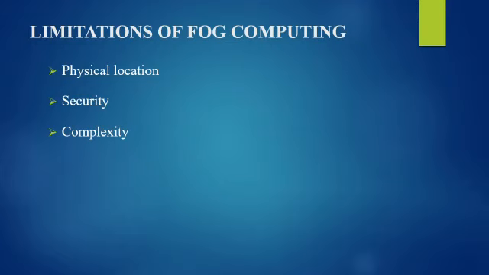And let's move to the limitations of fog computing. Where there is an advantage, there should be a disadvantage. That is called limitations. These are the three limitations. The first one is physical location. The second is security. The final one is complexity. We will see them one by one.